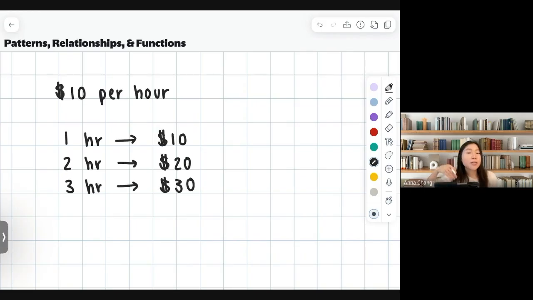As the number of hours increases, the amount of money earned increases in a predictable way. And this is one example of a relationship between two variables. Relationships are going to be represented using tables, graphs, equations, or verbal descriptions. And on the CSET, you may be asked to interpret any of these kinds of representations.